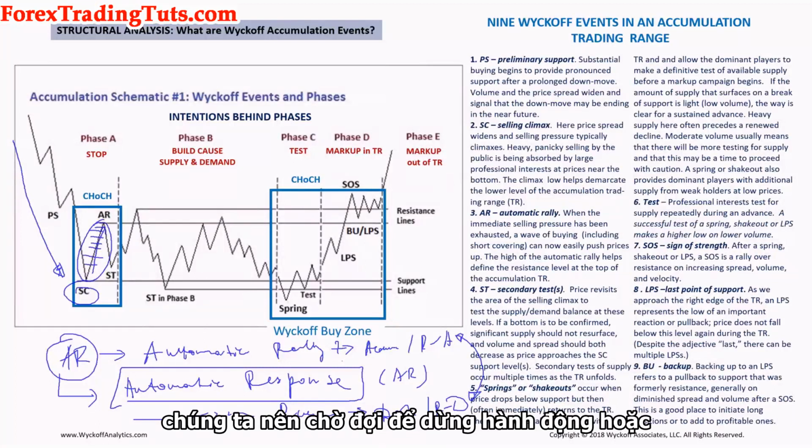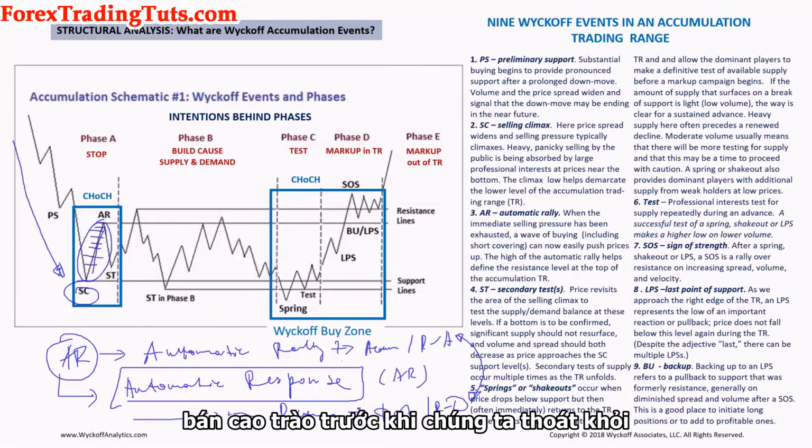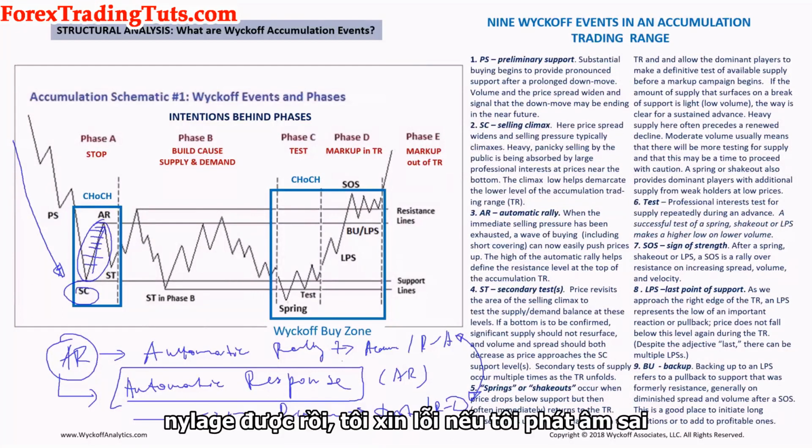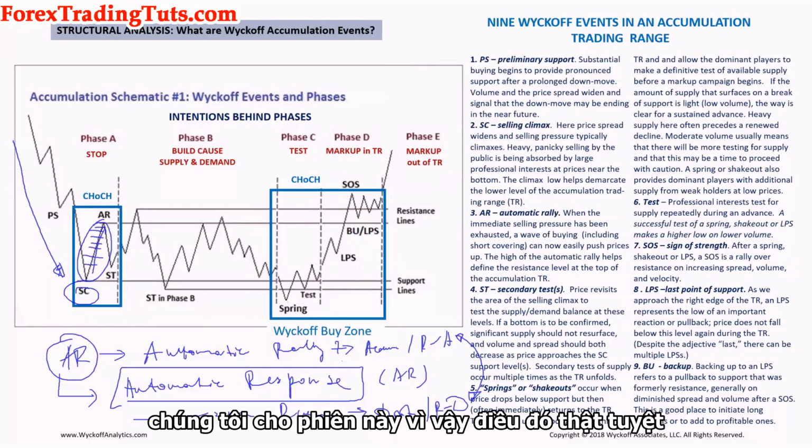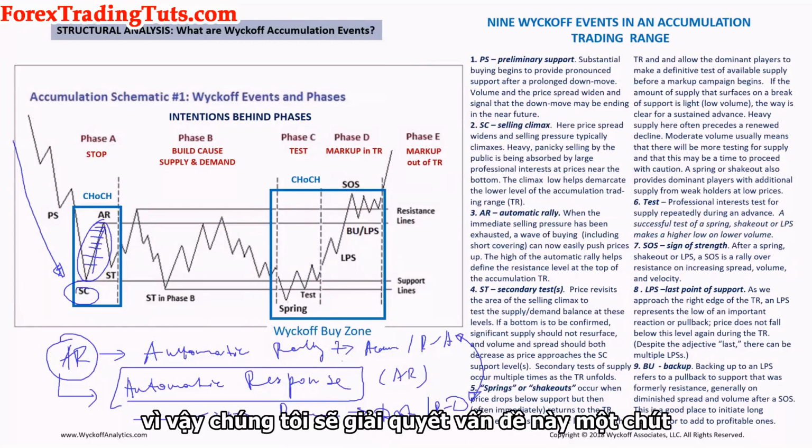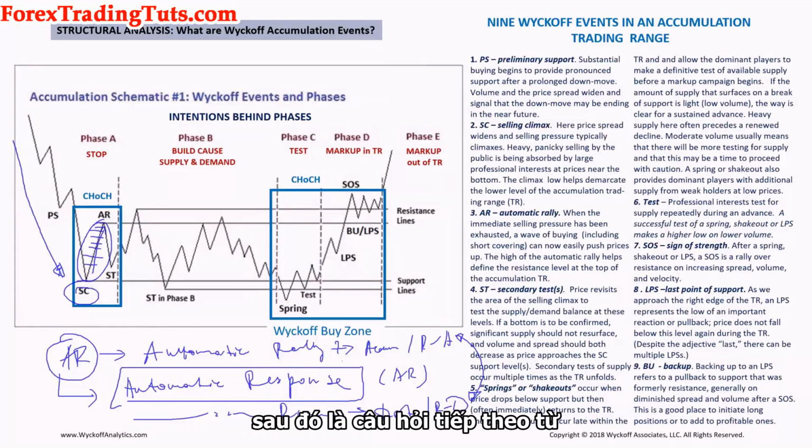Should we wait for stopping action or selling climax before we get out of the existing position, long and short? From Nilesh. Okay, I'm sorry if I mispronounced your name, and I'm glad that you joined us for this session, so that's great. So we will address this a little bit later on. Then the next question from Joe. Is there any big news usually associated with the selling climax? With the secondary test? We'll talk about this as well.